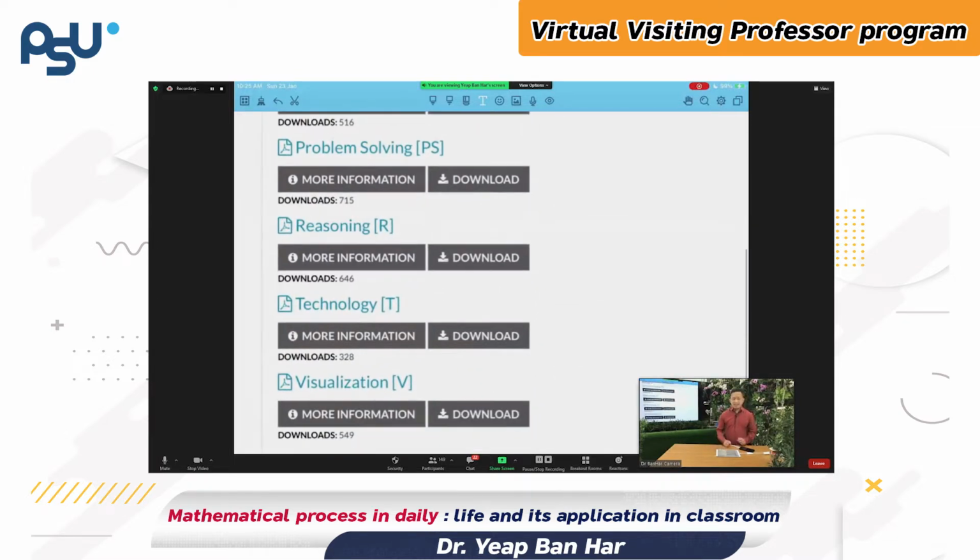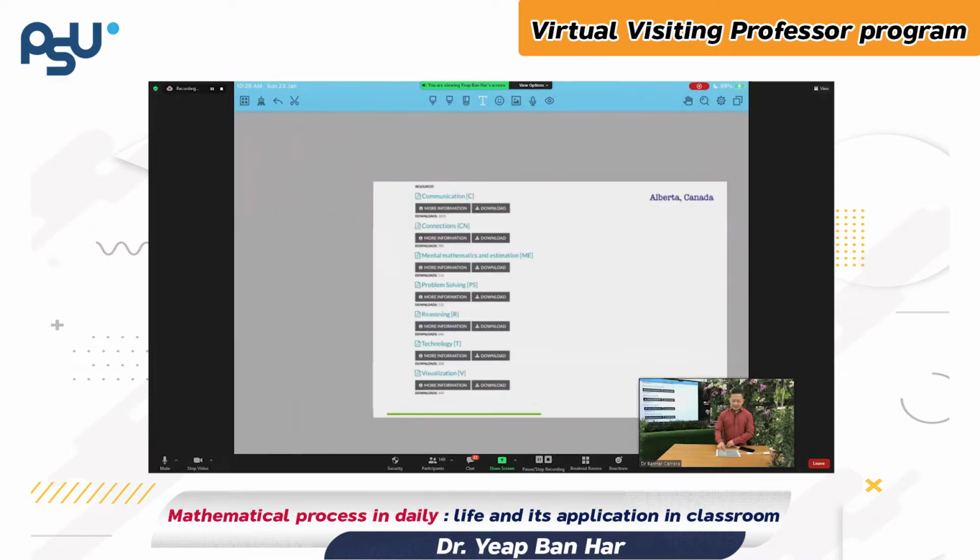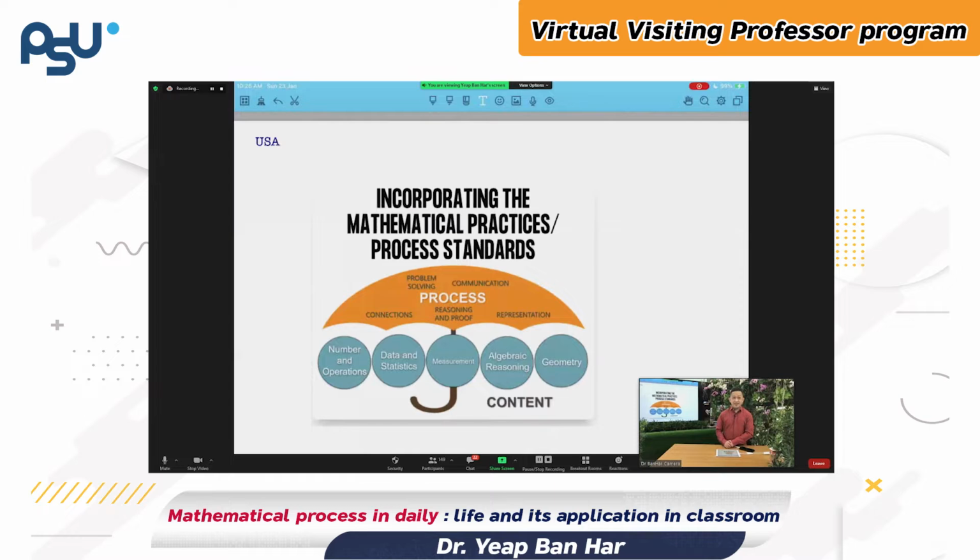In Alberta's curriculum, they have 7 processes, including problem solving, reasoning. So you notice there are some commonalities. Reasoning was in Singapore's curriculum, and is also in Alberta's. In Alberta's curriculum, technology is put under process. In Singapore's curriculum, it was under skills. Likewise with visualization. So again, all I want to say is, there is no fixed definition of what mathematical processes are.